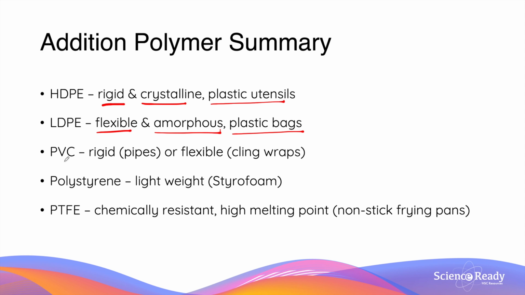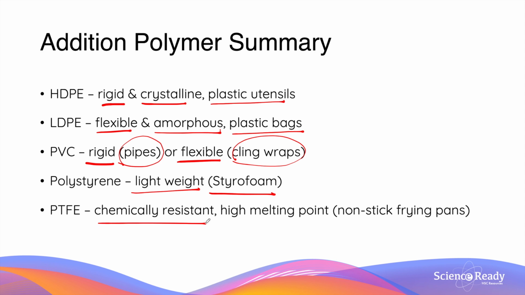PVC is a polymer that can be made either as a rigid structure or a flexible one. Rigid PVC is found in pipes, whereas flexible PVC is found in cling wraps. Polystyrene is relatively lightweight and has a low cost to manufacture. It is found in styrofoam, such as in containers and packaging.